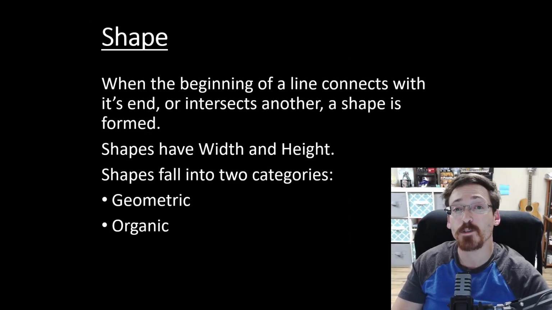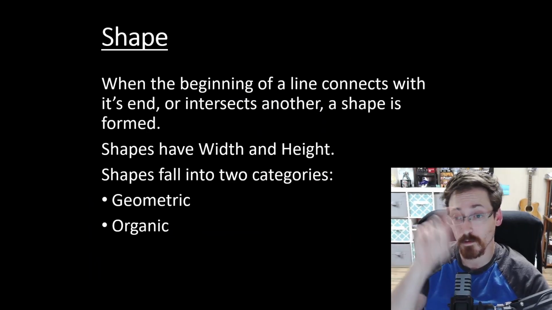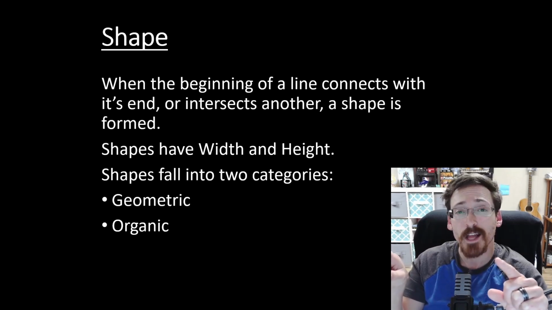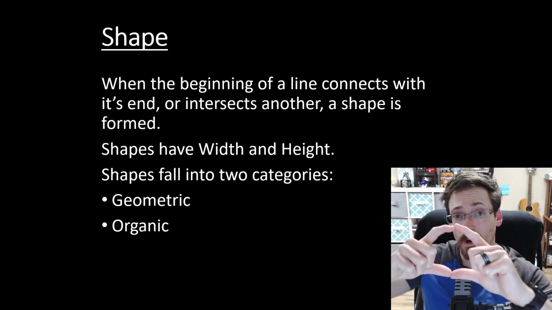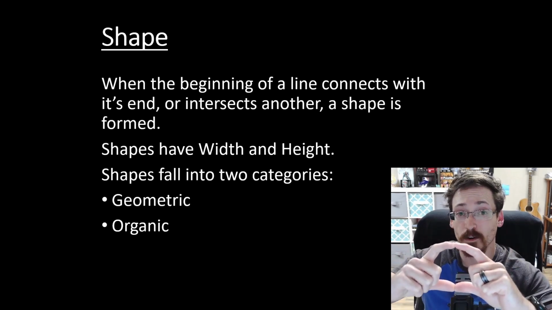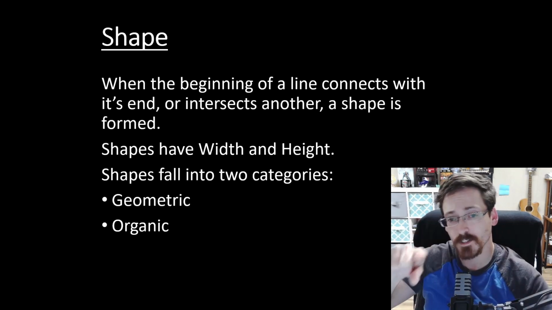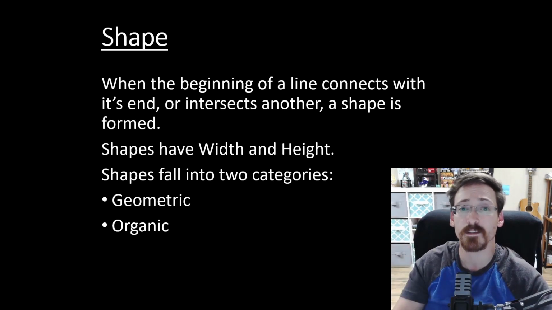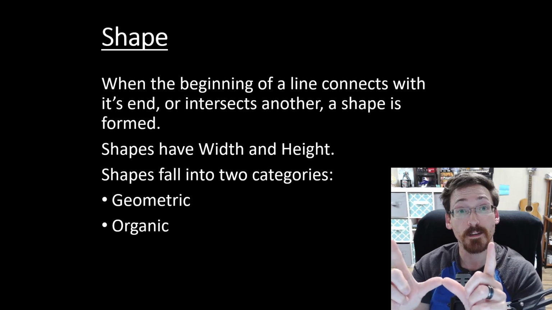And shape happens whenever you have a line. So from point A to point B, that line either closes off and meets itself back around, or it intersects other lines. Basically, if it is left open, it's a line.